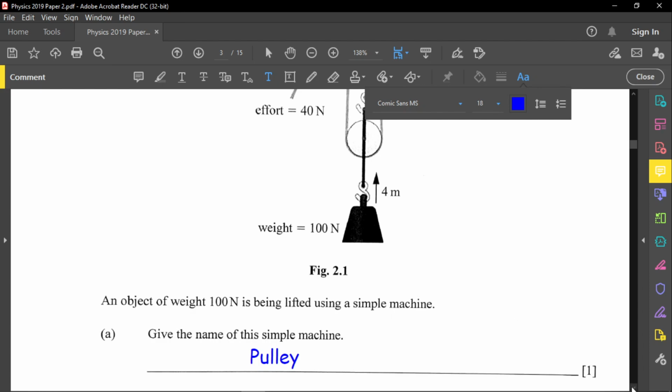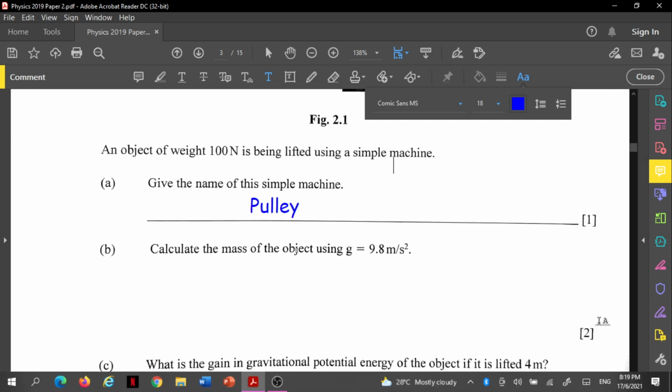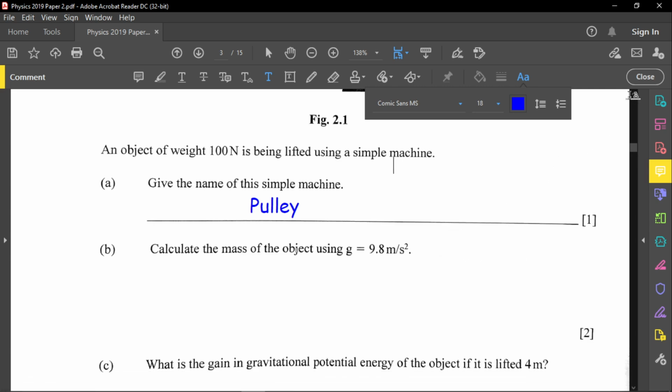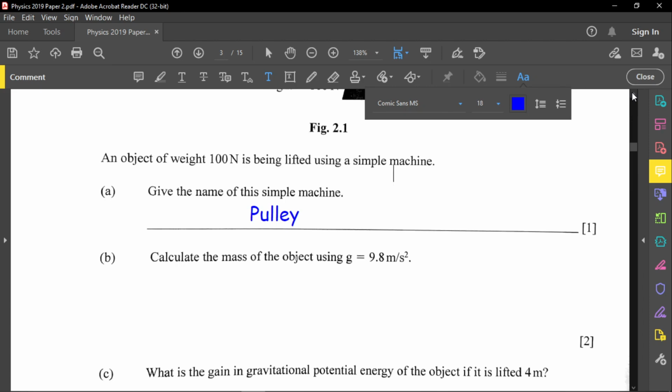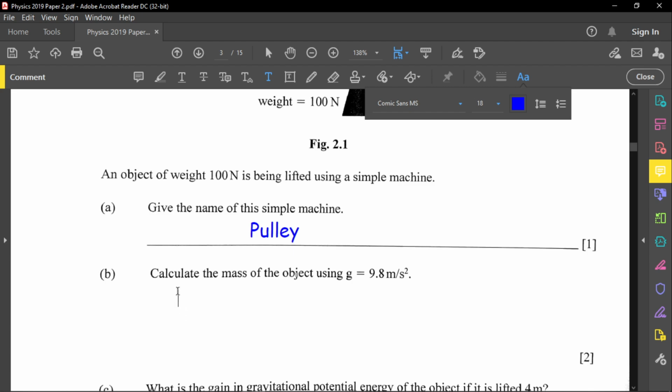This part of the question reads: calculate the mass of the object using g equal to 9.8 meters per second squared. And so to find mass, you need to have the weight. Just remember this formula, maybe it will help you out a little bit. Weight is equal to mass times gravity. And so to find the mass, it is going to be weight divided by gravity. So mass is equal to the weight divided by gravity.